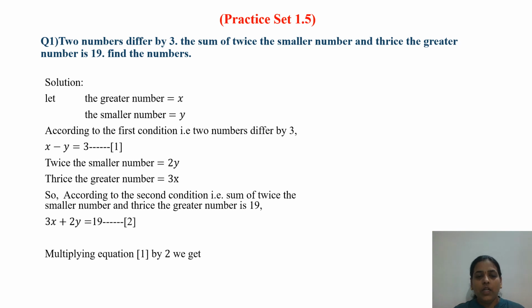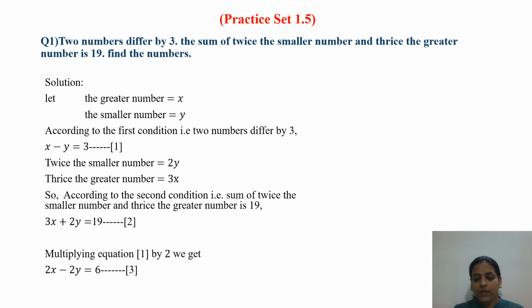When I multiply equation number 1 by 2, what is your result here? That is 2x minus 2y is equal to 6. Why 6? Because 2 into 3 is 6. So this is your equation number 3. Correct? Next, observe equation number 2 and equation number 3. What do you see here? When we add equations 2 and 3, what happens? Plus 2y and minus 2y get cancelled.